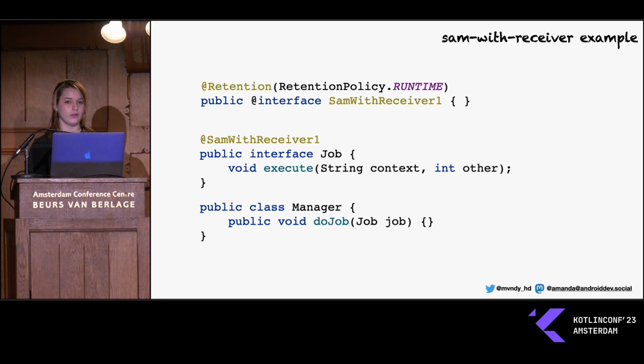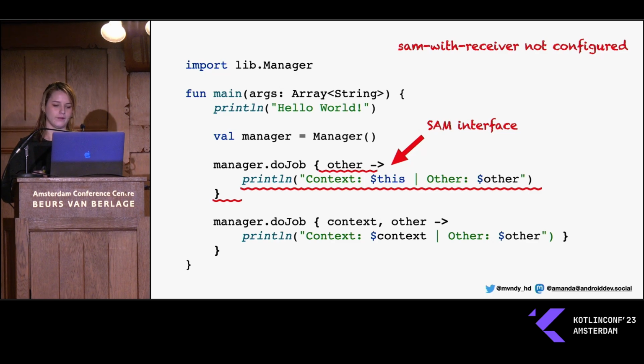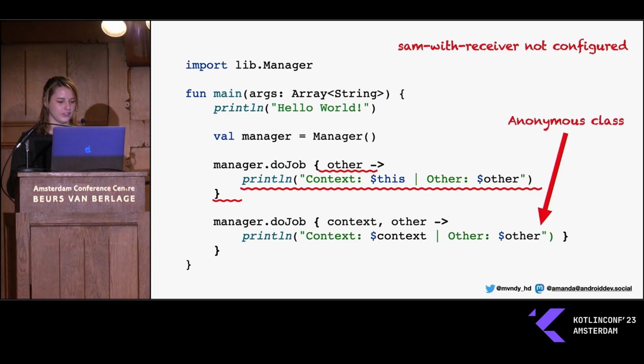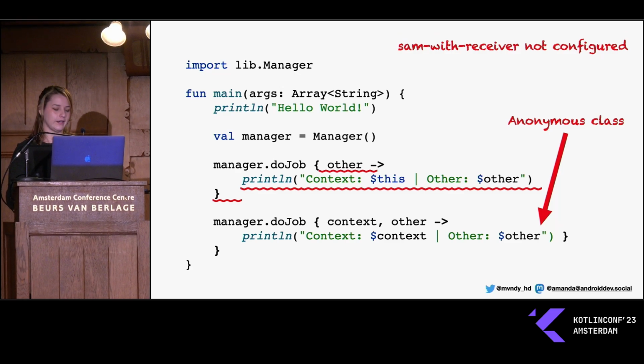This conversion only works when the SAM interface is passed as a Kotlin lambda, either as a SAM adapter or a SAM constructor. So our code shows a main function with manager doJob invoked 2 different ways. The first way is the SAM interface as the first invocation, and the second invocation is done as an anonymous class.